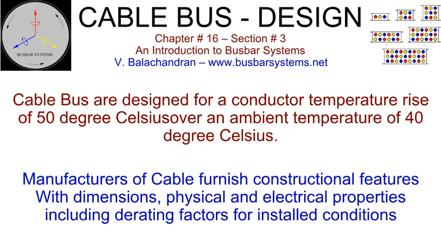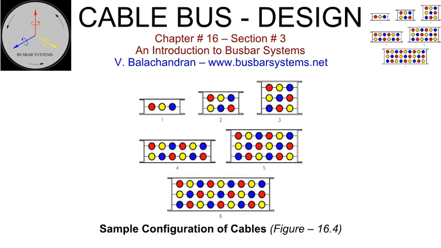Derating factors for ampacities are also furnished for ambient temperature, if different from 40 degrees Celsius, configuration, and nature of the installation. For assigning a current rating under service conditions, a cable bus manufacturer has an option to select the number of cables per phase, defining the parallel paths. Configuration of cables in cable bus.